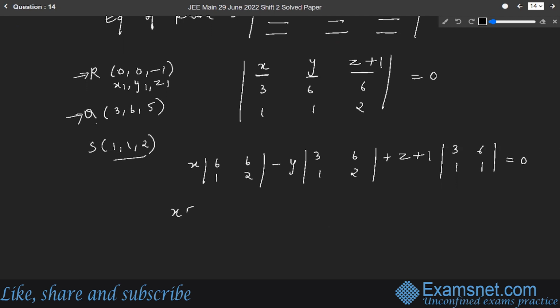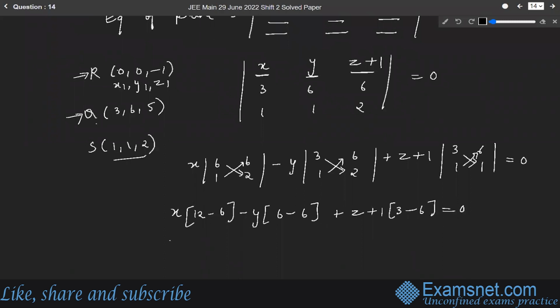So this will be x into, we have to cross multiply, 6 into 2 minus 1 into 6. What is 6 into 2? 12. Minus 1 into 6 is 6. Minus y into 3 into 2, 6, minus 1 into 6, 6, right? Plus z plus 1 into 3 into 1, 3, minus 1 into 6 is 6. It is equal to 0. So x into 12 minus 6 is 6, so 6x, minus y into 0. 6 minus 6 will be 0, so the term for y will be 0.